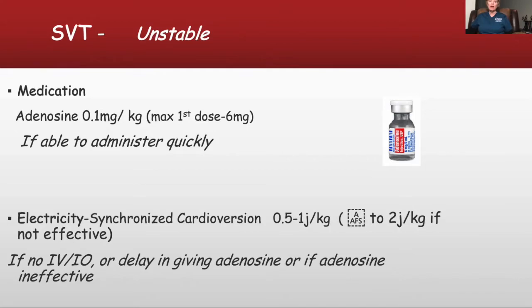And that is the treatment of choice in the unstable SVT pediatric patient: adenosine. The other treatment that you can do is synchronized cardioversion, and you make your choice based on how critically unstable the patient is and how quick you can deliver therapy. So if he already has an IV in, then of course adenosine is the way to go. If he doesn't have a line, if you can't start one quickly, if he's that unstable, if the adenosine is not right there, you may have to synchronize cardiovert him.